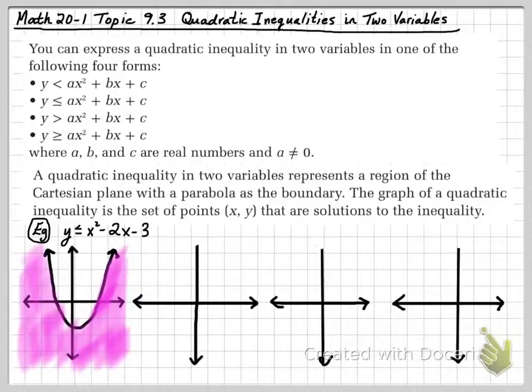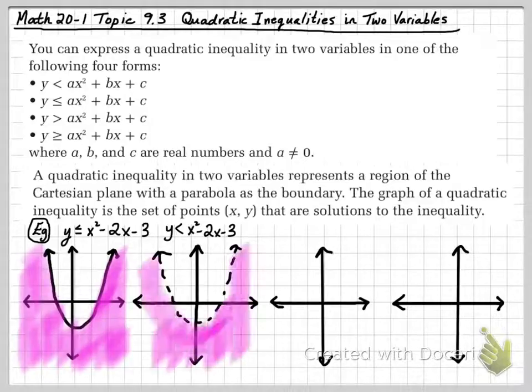Now, we're going to look at a couple of different ones. If we said just less than x squared minus 2x minus 3, we would not draw a solid line, but we would draw a dashed line, just like we did with the linear equations. We'd shade in everything below it, because now the points on the line are not part of the solution. The points on the line are where it's equal to x squared minus 2x minus 3, so we only want the points below that graph.